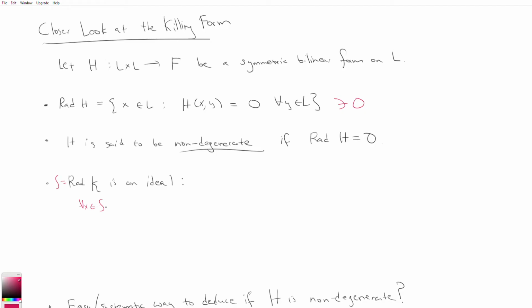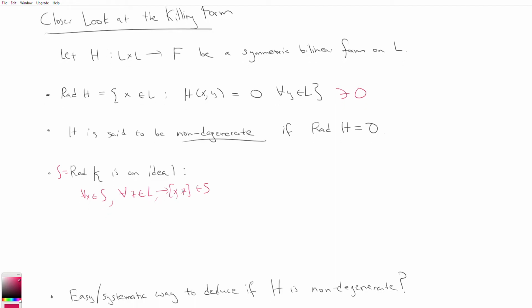So for all x in S and for all z in L, we should have that x bracket z is also an element of S. That's what it means to be an ideal. So let's see if this thing is an element of the radical. That means it has to satisfy this condition.